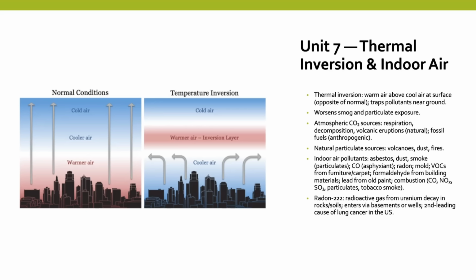Indoor air pollutants include asbestos, mold, radon, VOCs from furniture, formaldehyde from particle board, lead paint, carbon dioxide, tobacco smoke, a whole bunch of bad things. Radon 222 deserves its own callout. You got radioactive gas from uranium decay entering through basements. It's the second leading cause of U.S. lung cancer, which is crazy.